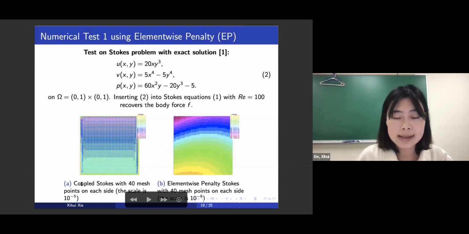We see on the left-hand side, the coupled system. The scale is approximately 10 to the negative 5. And the right-hand side is our Elementwise penalty Stokes problem. The scale is approximately 10 to the negative 6. So the Elementwise penalty has a smaller dvu value.